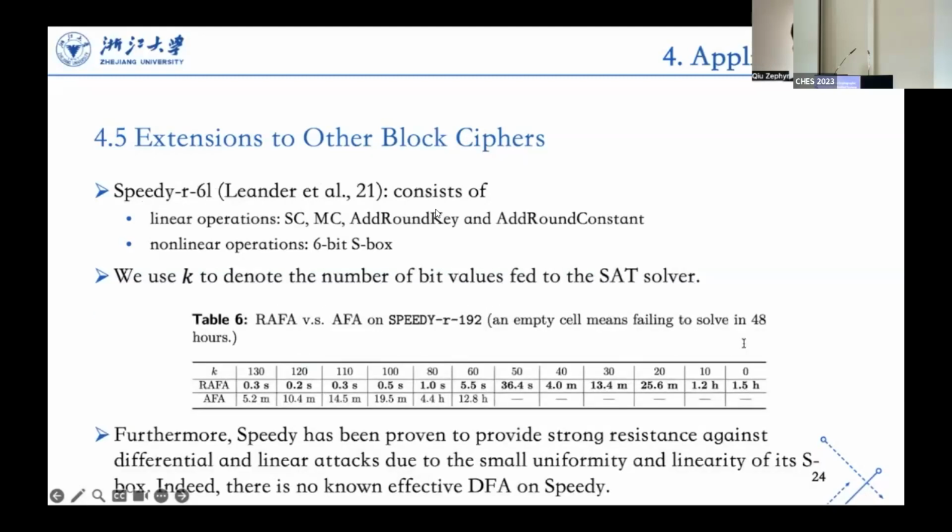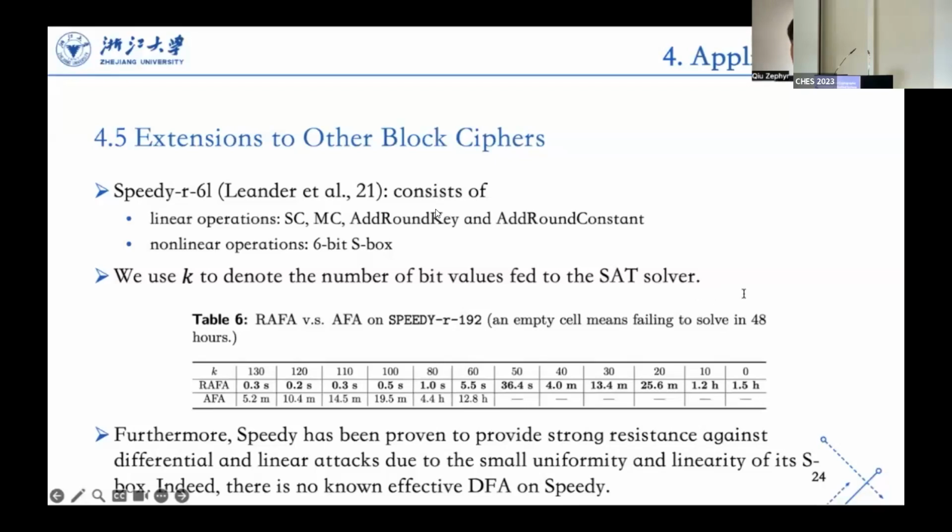The second one is Speedy. It consists of 4 linear operations and 1 6-bit S-box. The difference between RFA and AFA is even more significant in this experiment. We can see in the middle of the table, when 60 bits of the key are known, AFA takes half a day, while RFA takes only 5.5 seconds. When no information of the key is known, RFA can also retrieve it in 1 hour and a half.